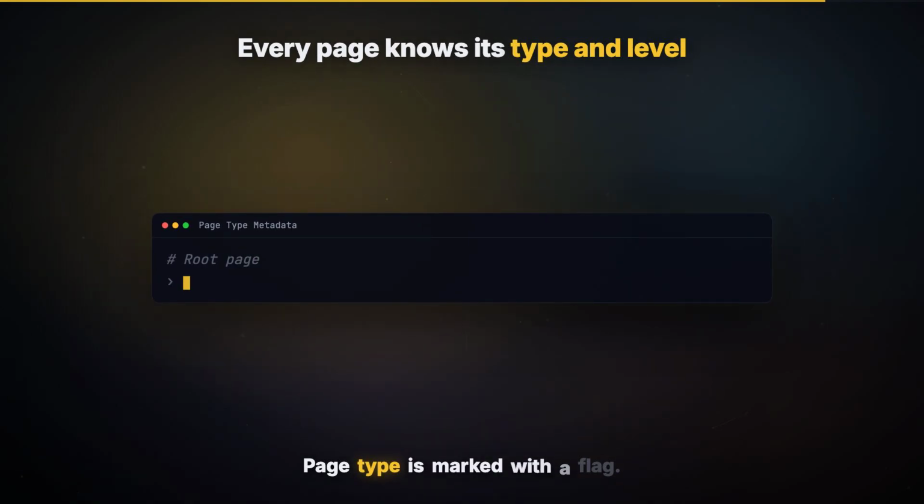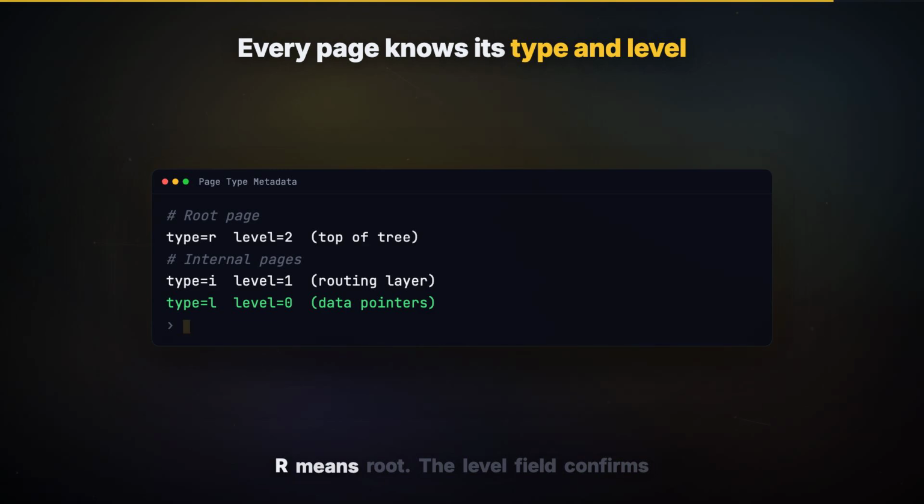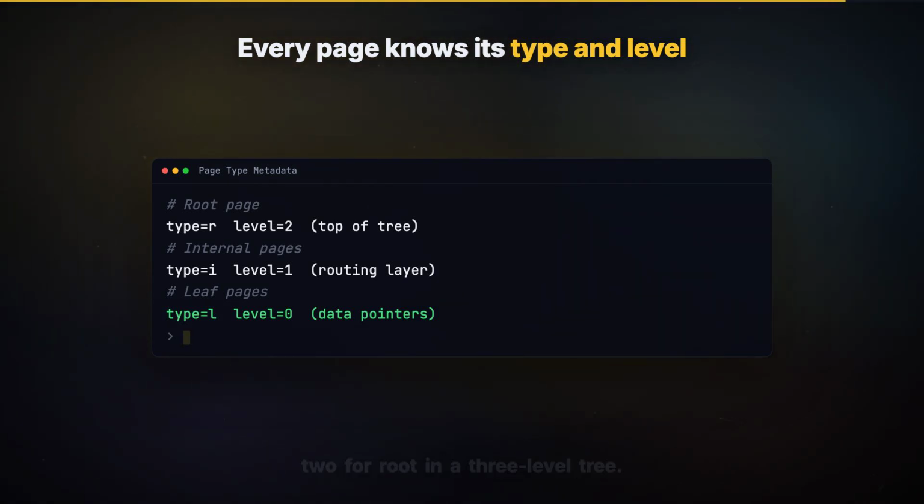Page type is marked with a flag. L means leaf, I means internal, R means root. The level field confirms where you are: 0 for leaves, 1 for the first internal layer, 2 for root in a 3-level tree.